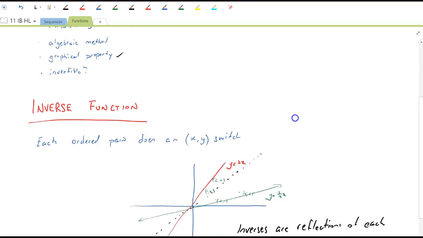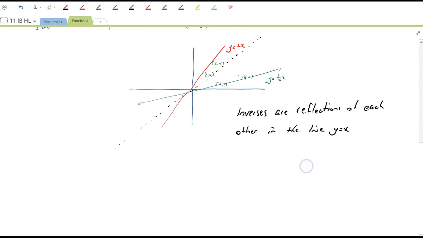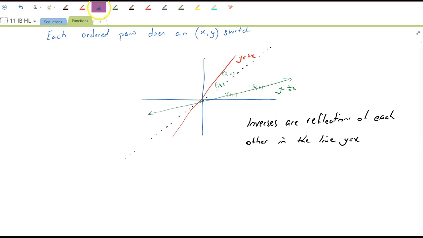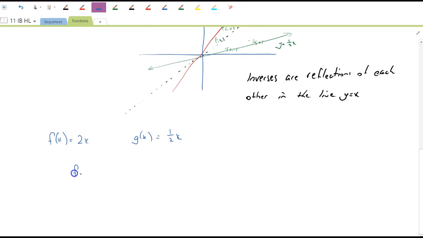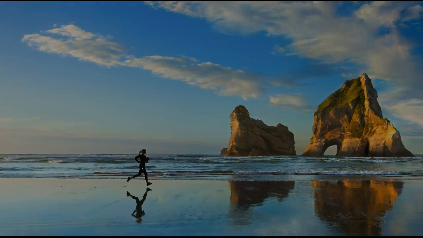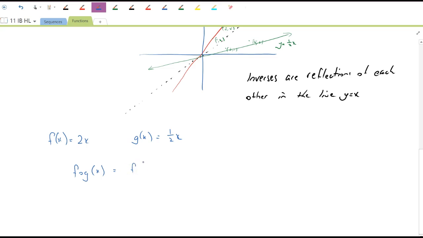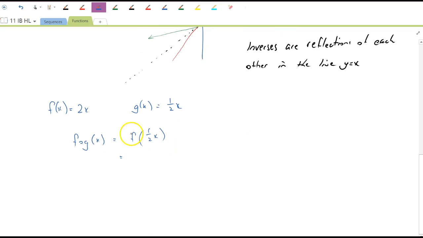What we find here also is that if we look at the composition of these two functions, let's say f of x is 2x, my original function, and g of x equals the inverse, which is 1/2 x. If I look at f of g of x, I get f of 1/2 x. Let's evaluate this. What function do I get? f of 1/2 x is 2 times 1/2 x, which equals x, the identity function.